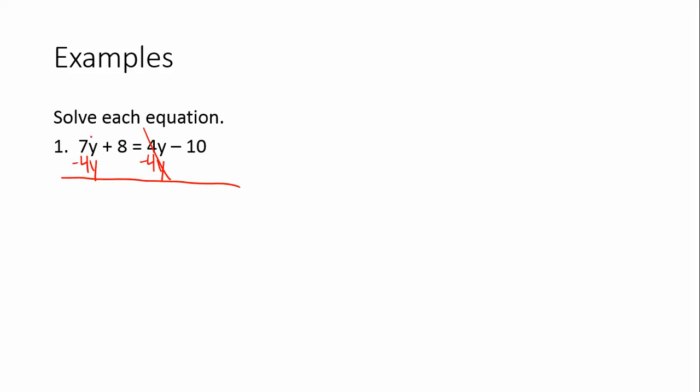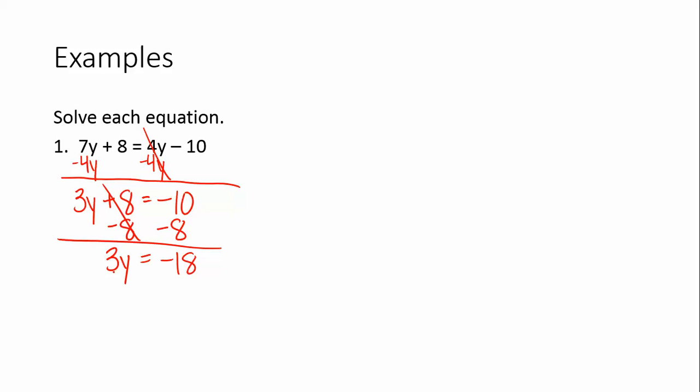Now I need to look at what I have on the left. 7y minus 4y is 3y. I still have the plus 8, and it equals negative 10. Now this equation looks exactly like a two-step equation that we worked on earlier. So we're going to subtract 8 from both sides. That's going to give us 3y equals negative 18. And now we divide both sides by 3, and we get that y equals negative 6.